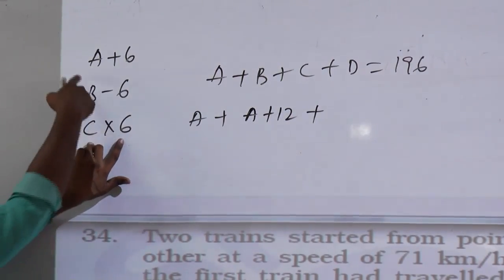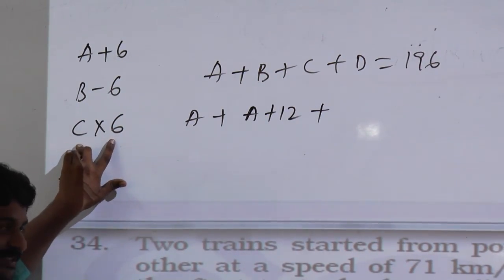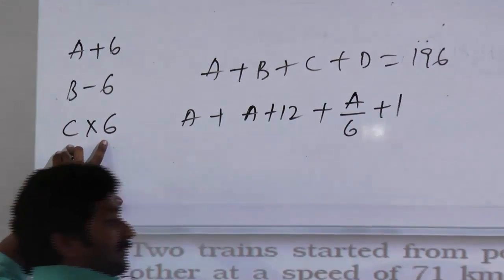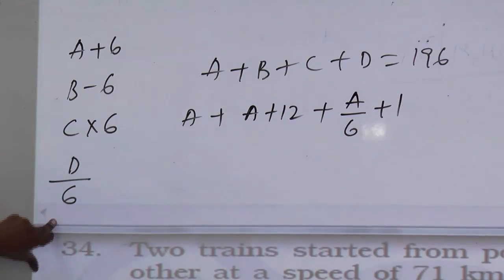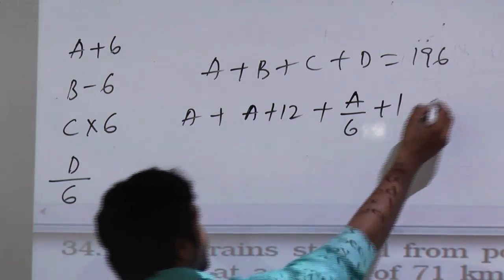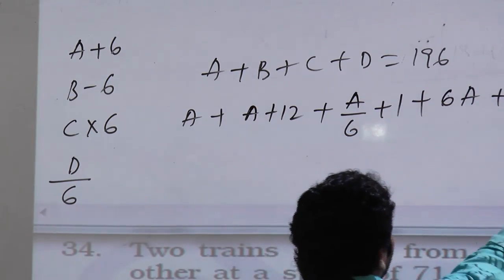c into 6 is equal to a plus 6. c will be equal to (a plus 6) by 6. I'll write that as a by 6 plus 1. d by 6 is a plus 6. d is equal to 6a plus 36. The sum is equal to 196.